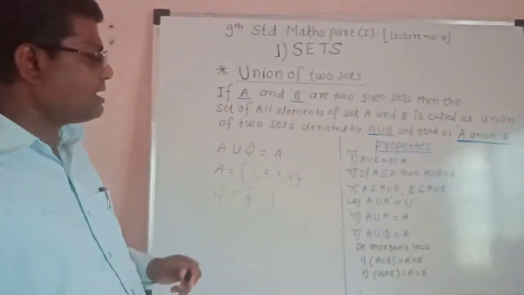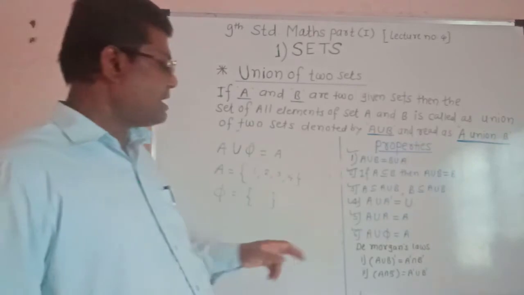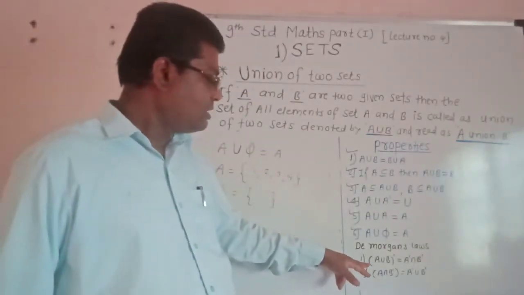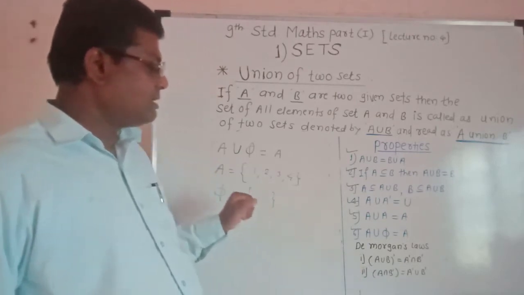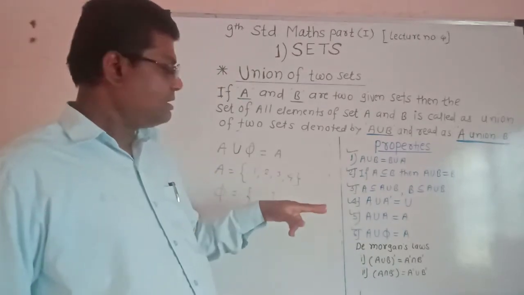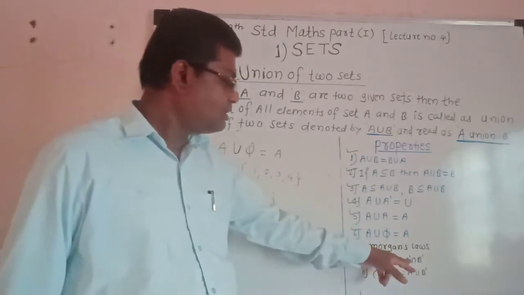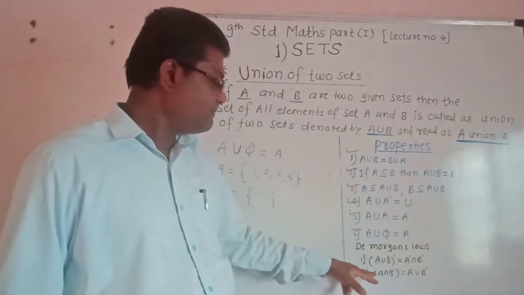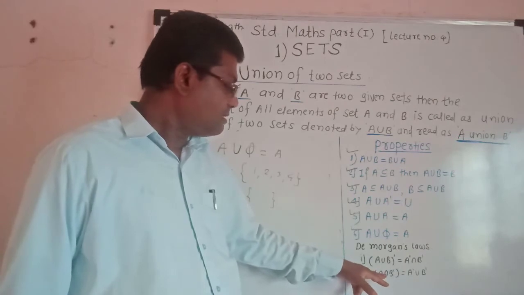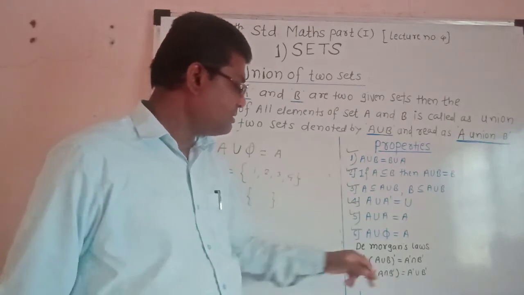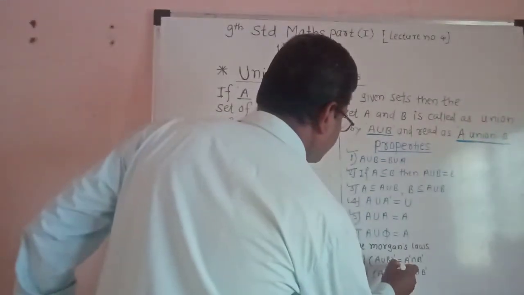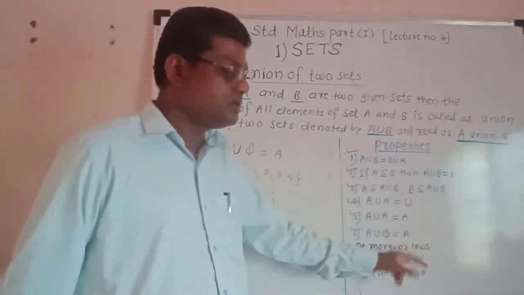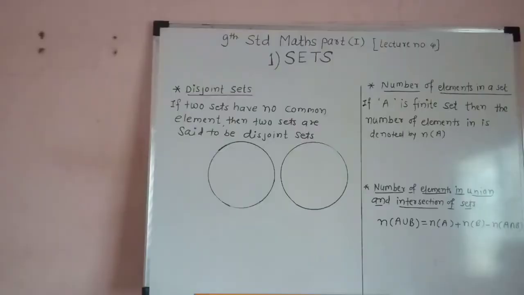This is property number 6. Now students, there are two laws that are called De Morgan's laws. The first law is (A union B) dash is equal to A dash intersection B dash, and the other law is (A intersection B) dash is equal to A dash union B dash.